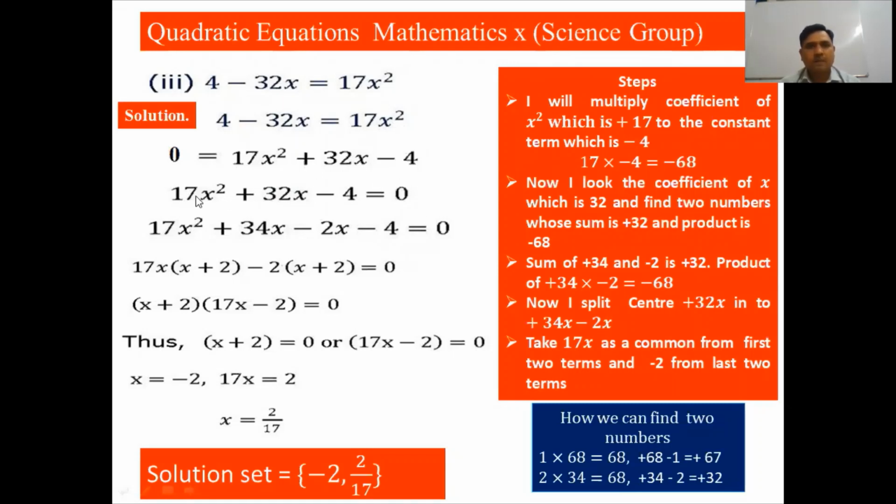So the coefficient of x square is 17 and the constant term is minus 4. When we multiply this 17 with minus 4, we have minus 68. Now I look at the coefficient of x, which is 32, and now I have to find two numbers whose sum is 32 and the product is minus 68. So how can we find these numbers? First we have to start from 1. 1 times 68. So first number is 68, second is minus 1.